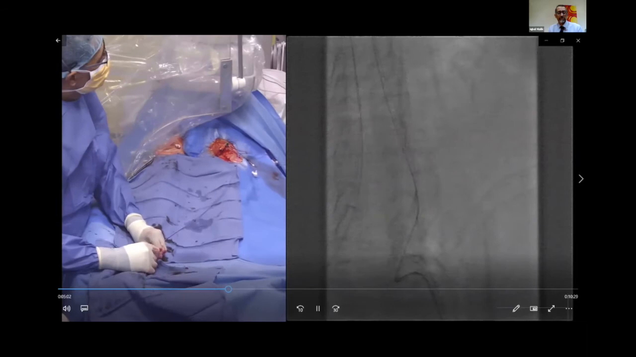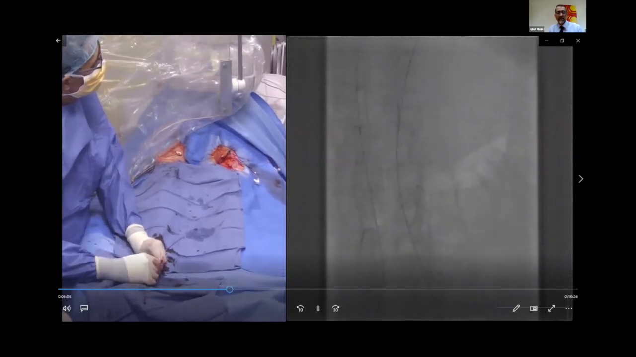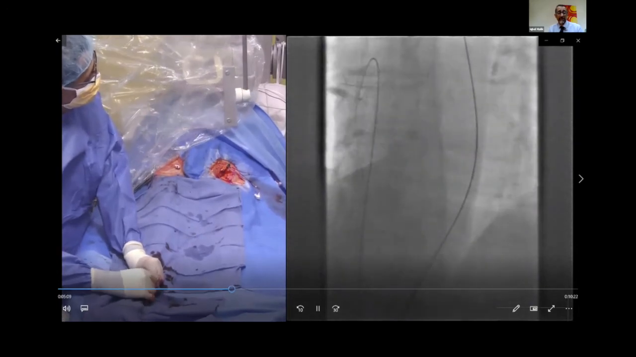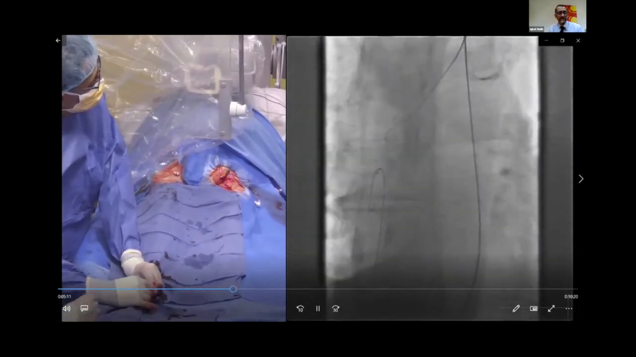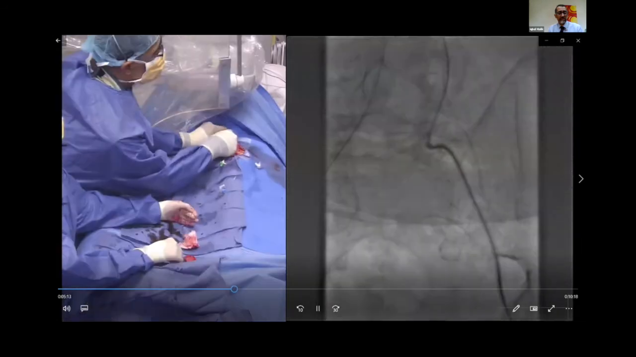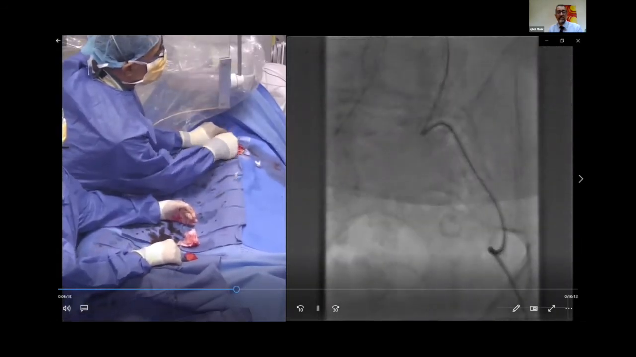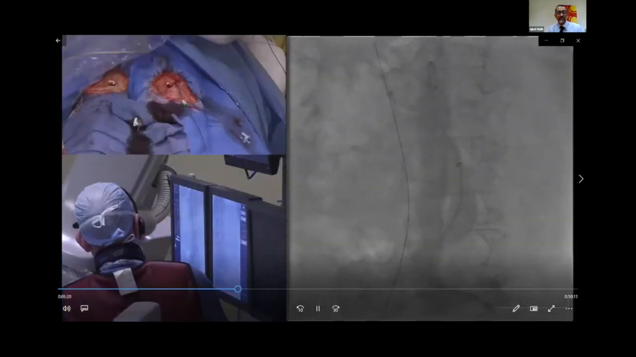And then we were hopeful that because it was a 7 French armored sheath and 8 French sheaths to deliver a covered stent, if we had to, was going to be safe. We're then going to get a catheter up from the, so we can see, I think it's a good illustration of the armored sheath going up and the twists that it actually took.